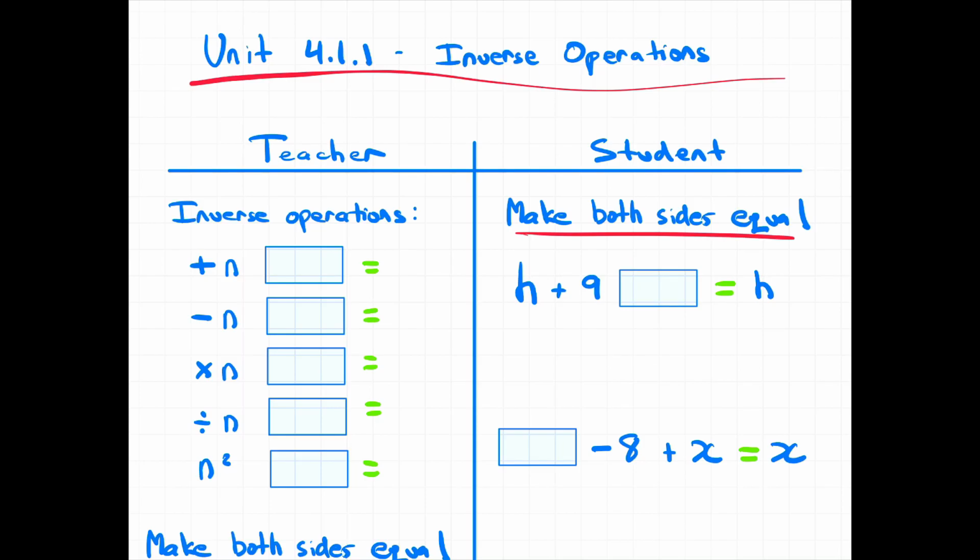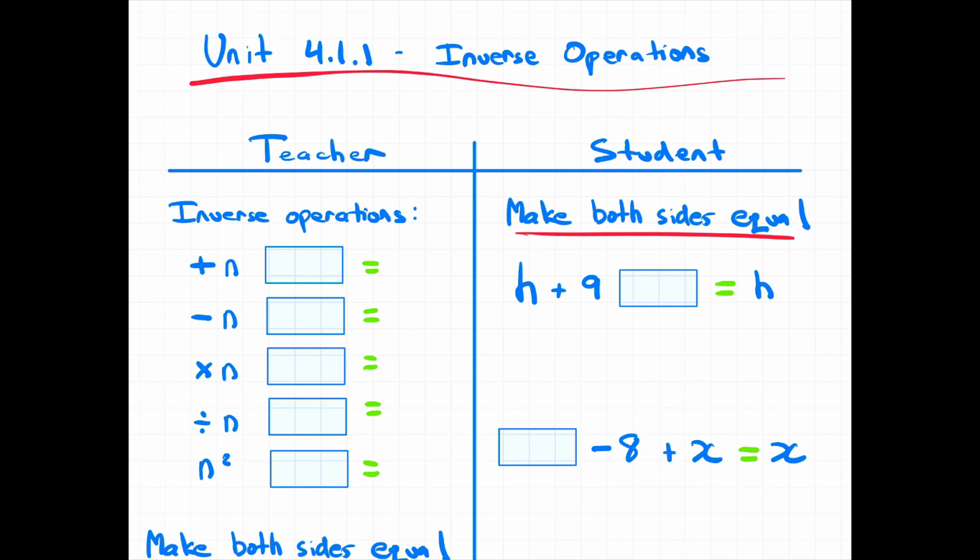This is Unit 4, Lesson 1.1. We're going to take a look at inverse operations. So first, on the left-hand side are the teacher examples, which I will go over, and then I will pause the video, allowing you to do the student examples on the right. So what are inverse operations?